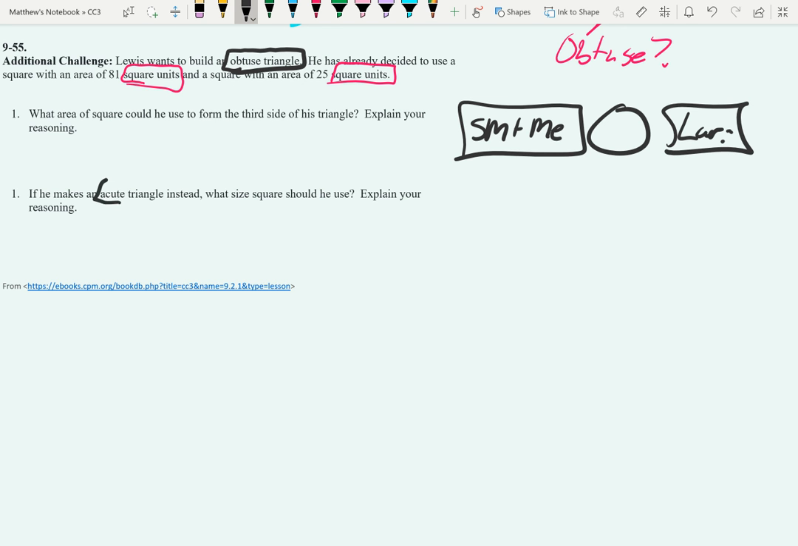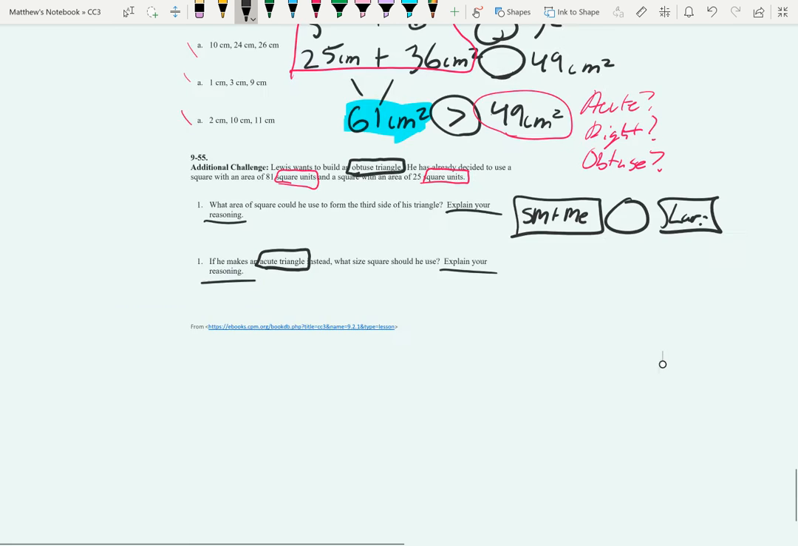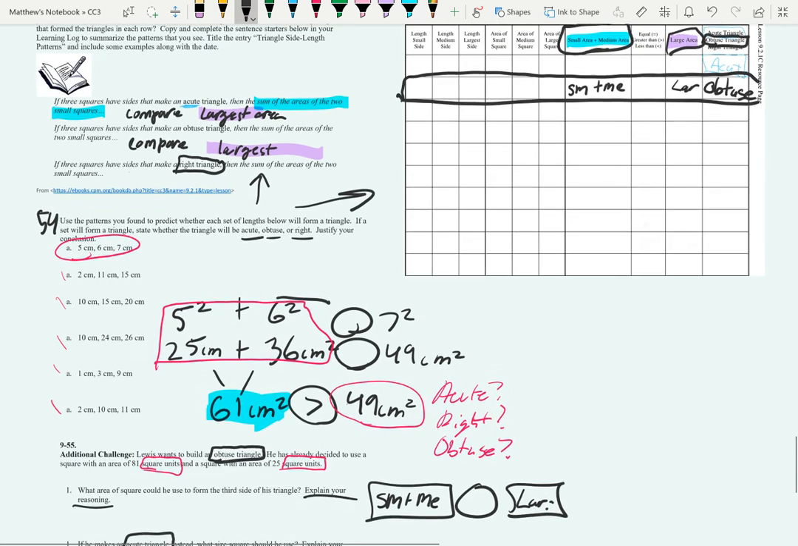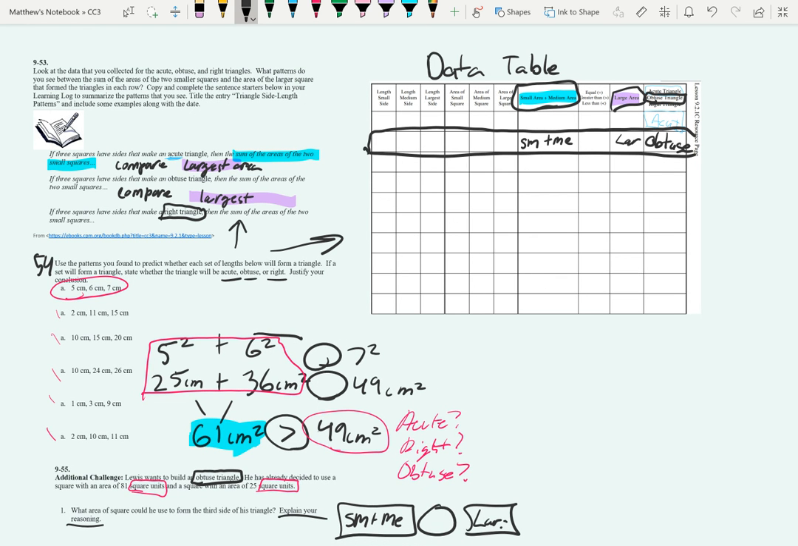And then you're going to do the same thing for the next one, except then it's asking about acute triangles. So you have to look at your learning log and see what that rule was. And again, please explain your reasoning for both of these and let me know if you have any questions at all. All right. Hopefully you guys had some fun with this activity. Hopefully it makes sense, comparing those square areas to the largest area and seeing what type of triangle it makes.